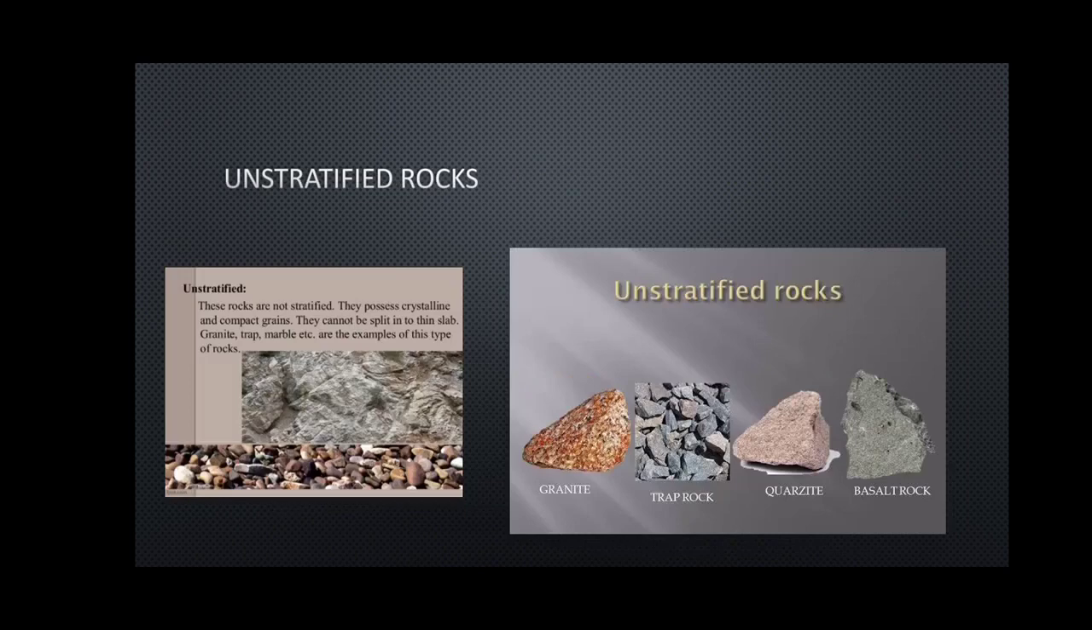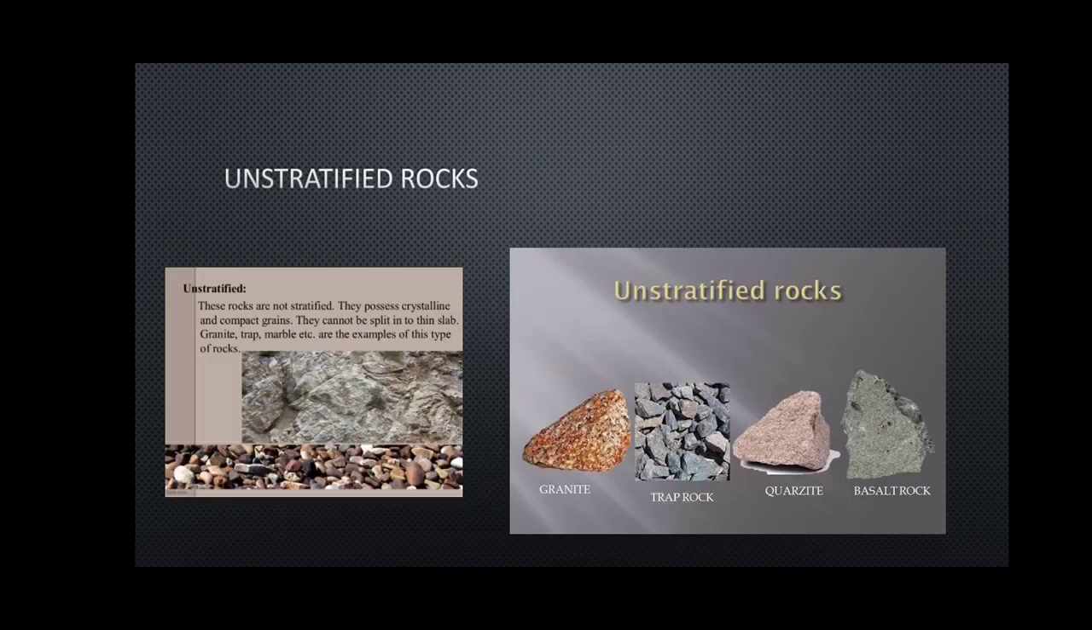This is the unstratified rock. Unstratified rocks do not show signs of stratification and cannot be split easily into thin layers. They cannot be split. The unstratified rocks are granite, trap rock, quartzite, and basalt. You can see in the picture very clearly, and you can understand it.